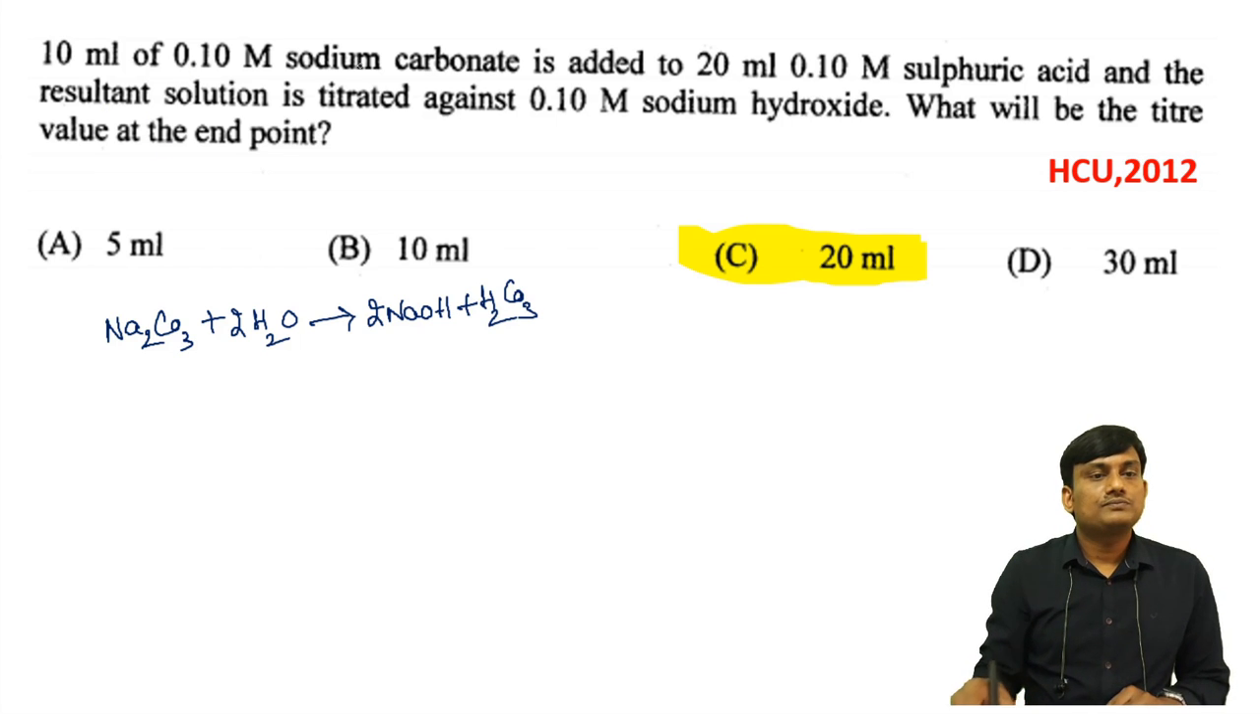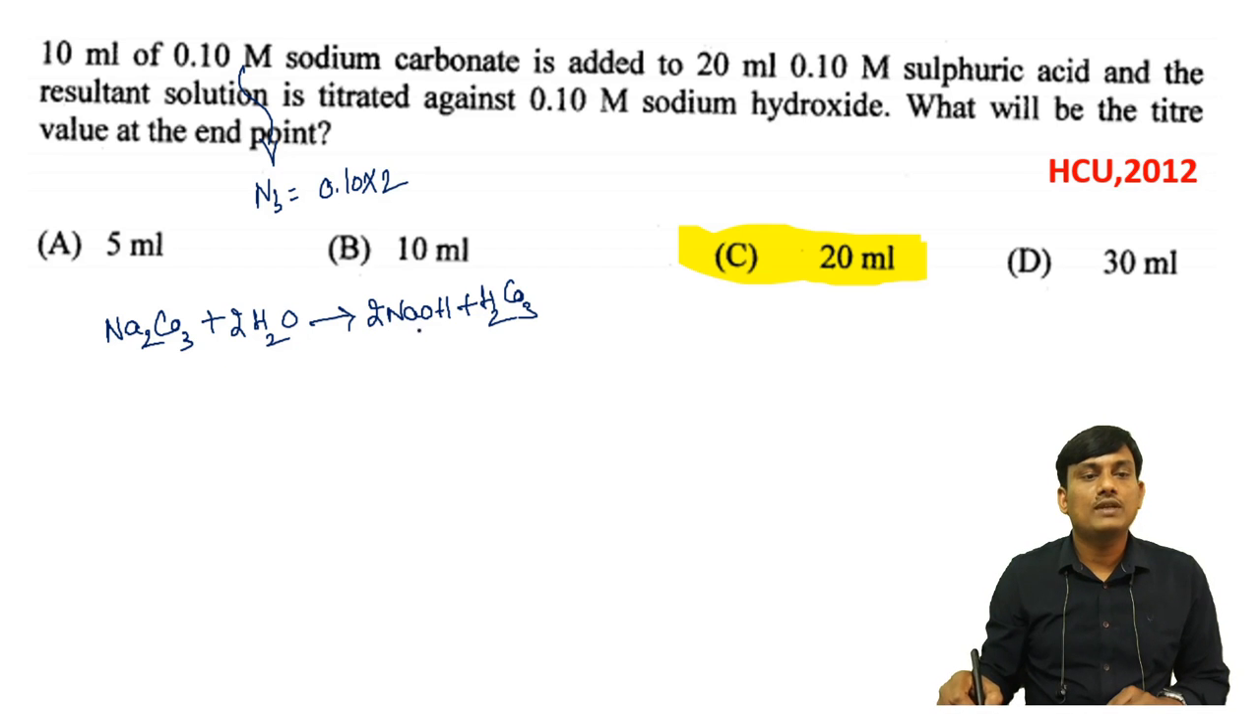Here the normality of this solution, Nb, is 0.10 into 2, since 1 mole of sodium carbonate generates 2 moles of NaOH, so it will be into 2, 0.20, and Vb is 10. So NbVb is equal to 0.20 into 10, it will be 2.